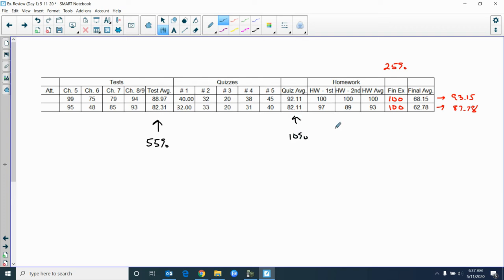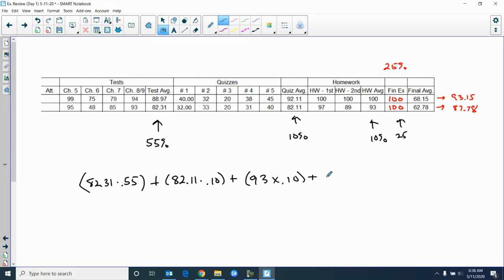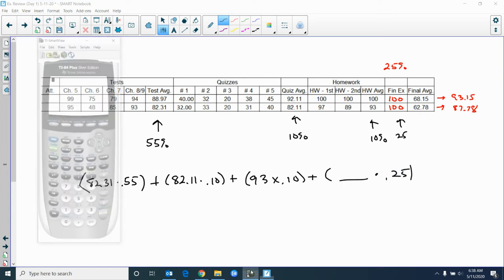This is 10%. Your homework average is 10%. And this is 25%. So take the average, 82.31 times 0.55 plus 82.11 times 0.10, or just 0.1, plus 93 times 0.1 plus, and then whatever you want to calculate, times 0.25.